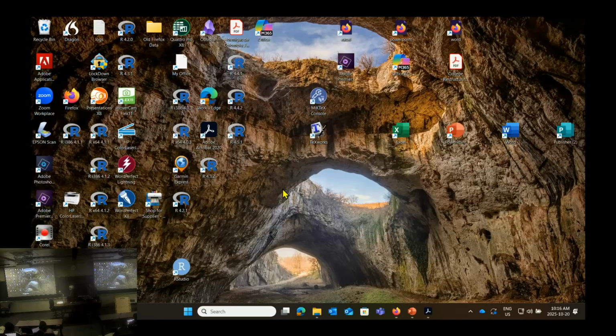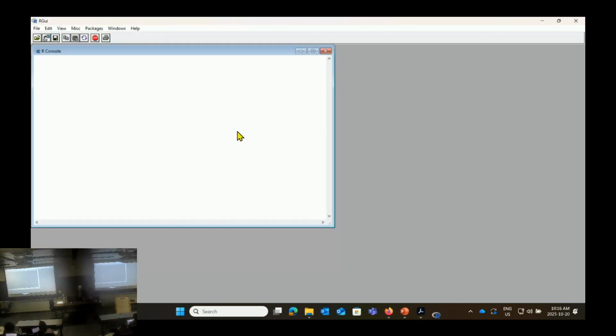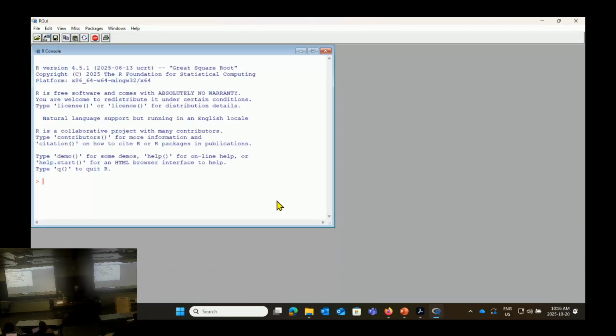So one of the things you'll notice, I have all kinds of R versions up there. There's reasons why I hold on to old versions, but every so often you download the new version, and this is the current newest version, at least as of a week ago. And that's what it looks like. And you see, you can use it as a very basic calculator.